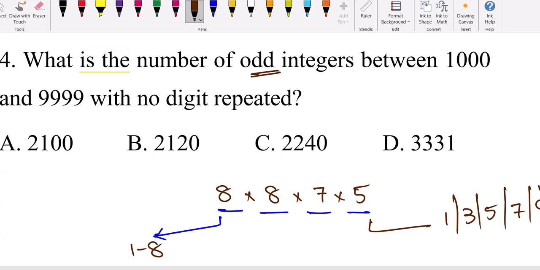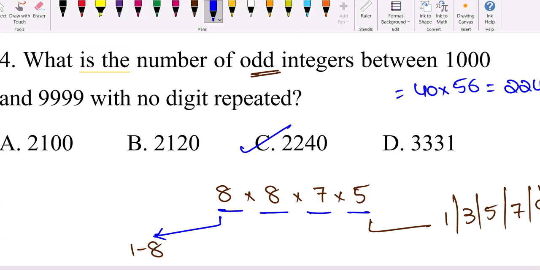Many people will argue, sir, why do you fill the rightmost place first? Why not fill the leftmost place first? Conditions. In any question, first you go and satisfy the conditions, then start doing the other things. First we will attack the conditions. So now when you see this question, we got 40 into 56, which is 2240. Option C.